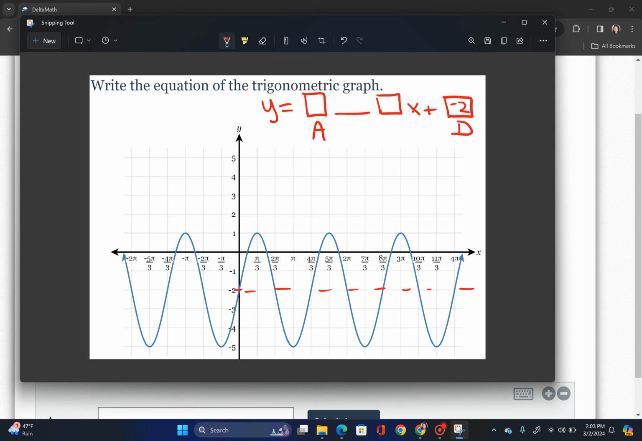So our height, our amplitude. So we should be able to maybe possibly see, right? Here's our midline. Here's our height. That is 1, 2, 3. So our amplitude is at 3.